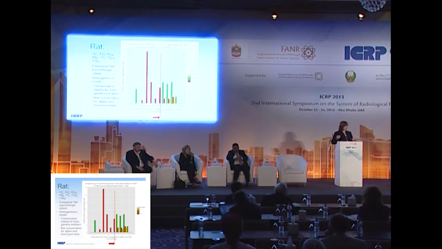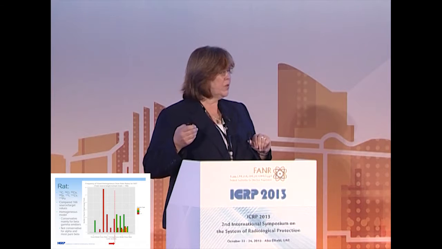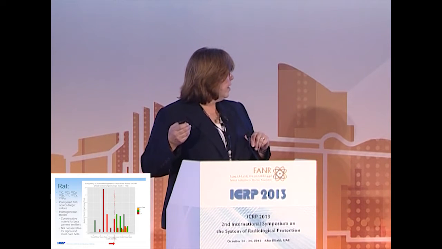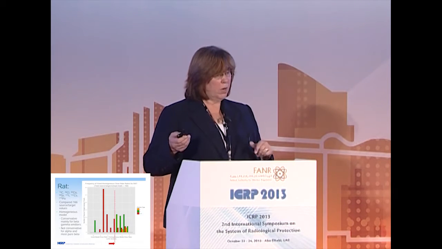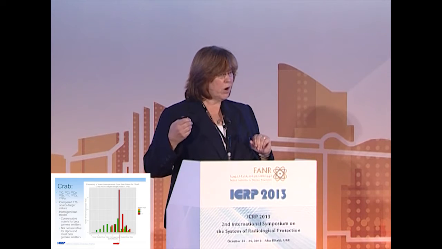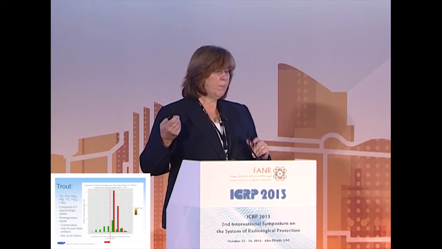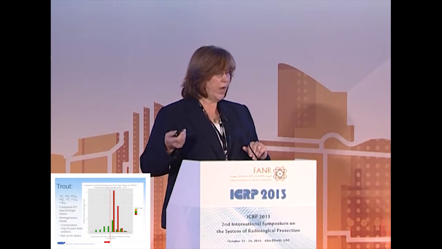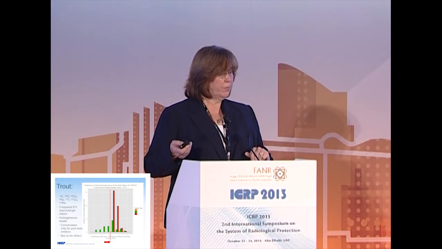Rat, similar sort of thing. In this case, 166 target source volumes, and the homogeneous model was conservative mainly for the beta-gamma emitters. On to the crab, again, 176 source target values, conservative mainly for the beta-gamma emitters. And finally, for the trout, we compared 871 source to target values, and the homogeneous model was conservative only for the pure beta emitters, not so for the others.